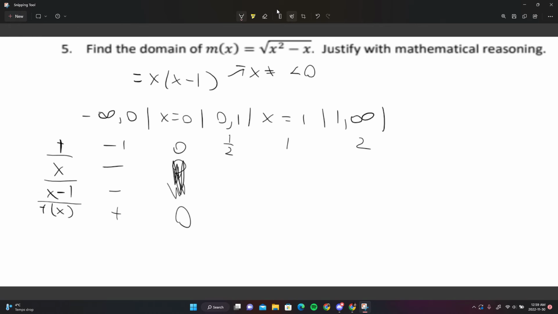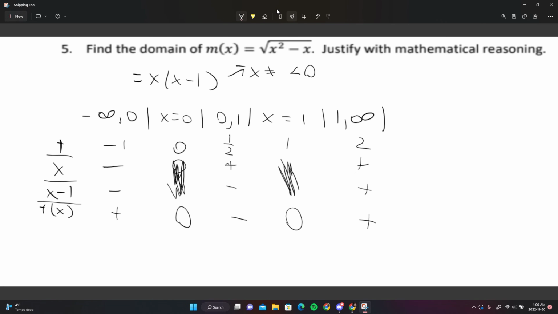For 0 to 1, it's going to be positive at x, but negative at x minus 1. Positive times negative is negative. For x equal to 1, we're going to cross this out because x minus 1 is equal to 0, and we just make this 0. Next, subbing in 2, it's positive, and also positive for 2 minus 1. Positive multiplied by positive is positive, right?